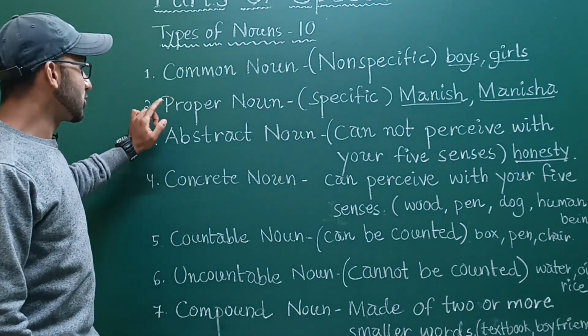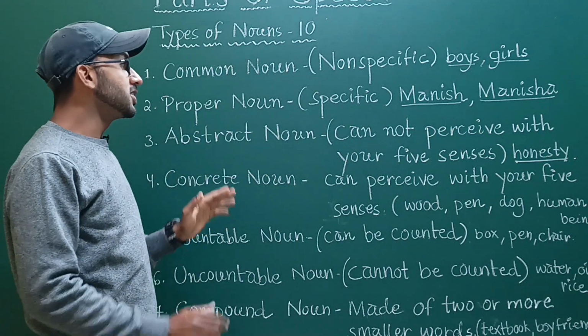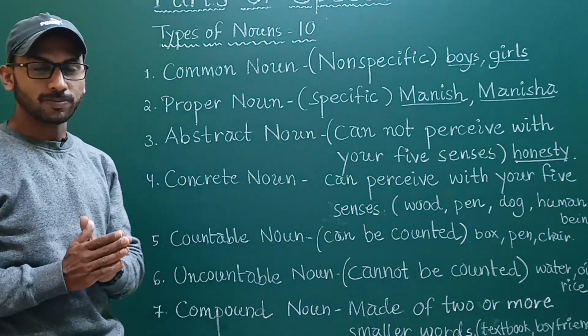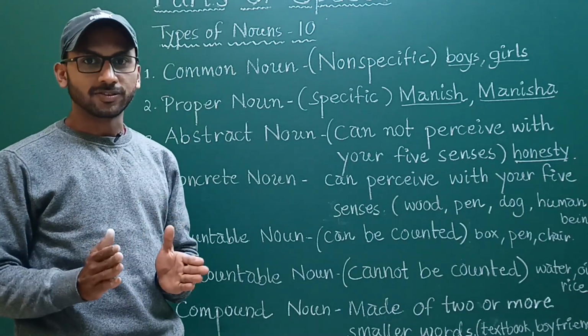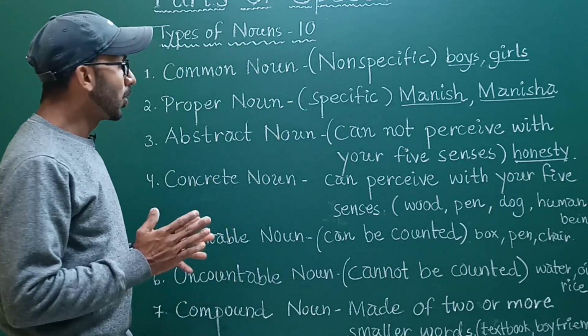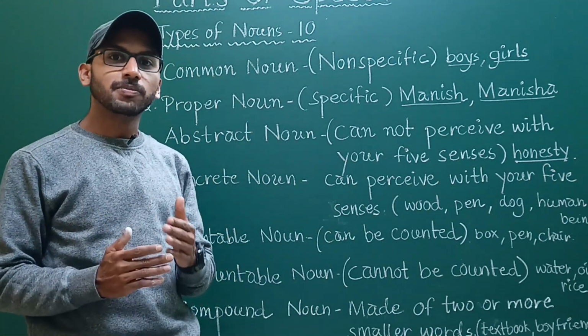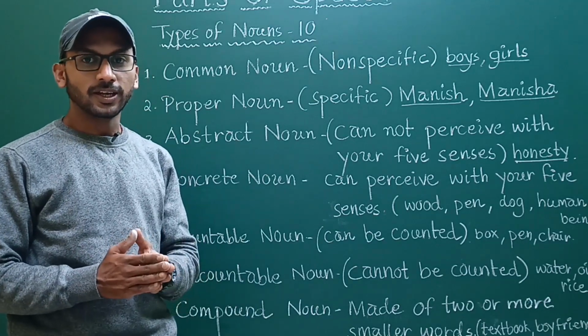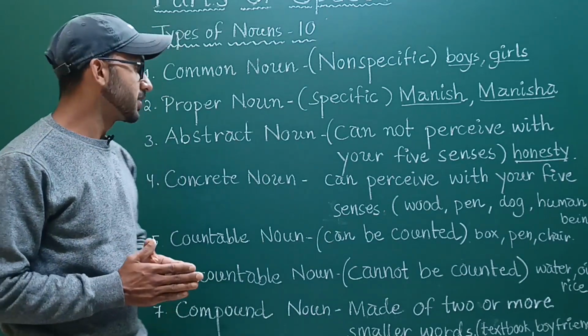And next comes proper noun. Proper noun is a specific noun. It is specified to one particular person, thing, or any kind of thing, such as Manish, Manisha. So a proper noun can also be the name of a particular place, not only of the person, of the thing, but also the places.